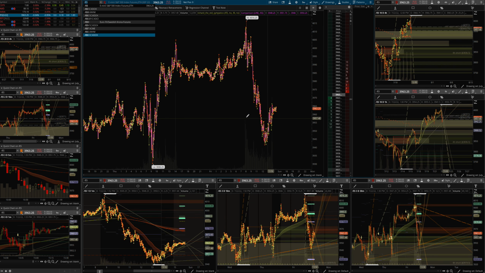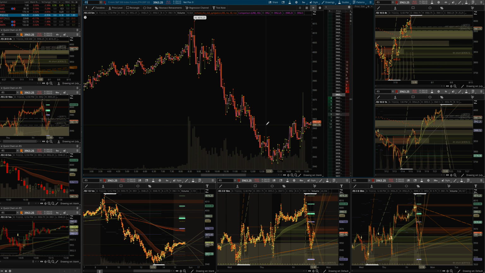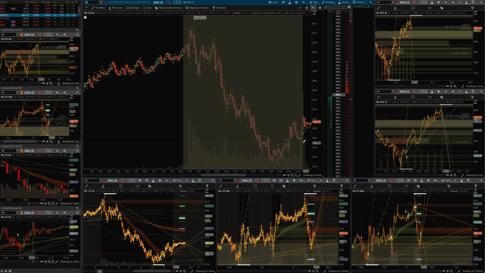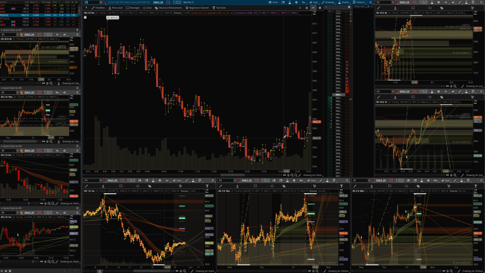I also have that ugly comparison line on there that I'm going to have to take out. So you can see here that it's actually one-to-one. It's lined up exactly all the way, because the underlying and this are the same thing. So there is no difference in VWAP.